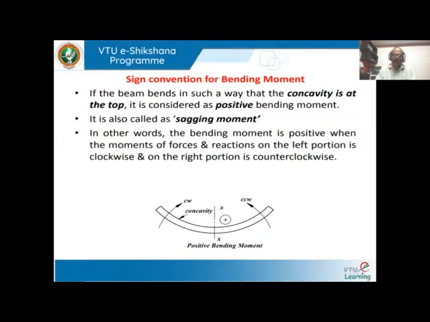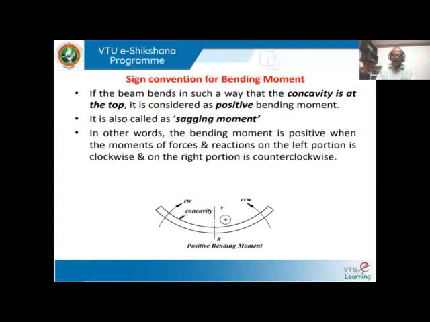Then what are the sign conventions for bending moment? Here, if we consider a curved portion as shown in the figure, if the beam is bent in such a way that concavity is at the top, it is considered as positive bending moment. That means for the section considered, the clockwise and counterclockwise moments about the section are positive when the concavity is at the top. And this we call sagging bending moment.